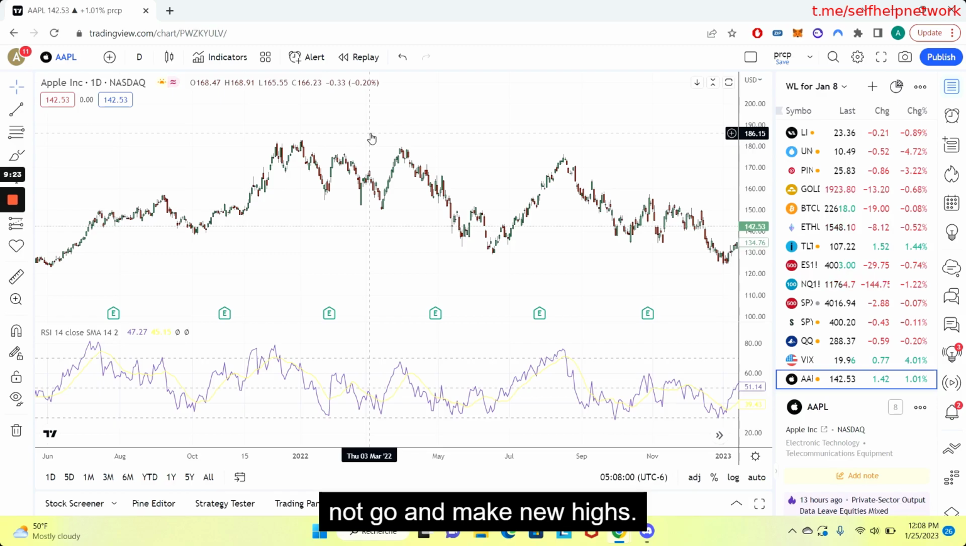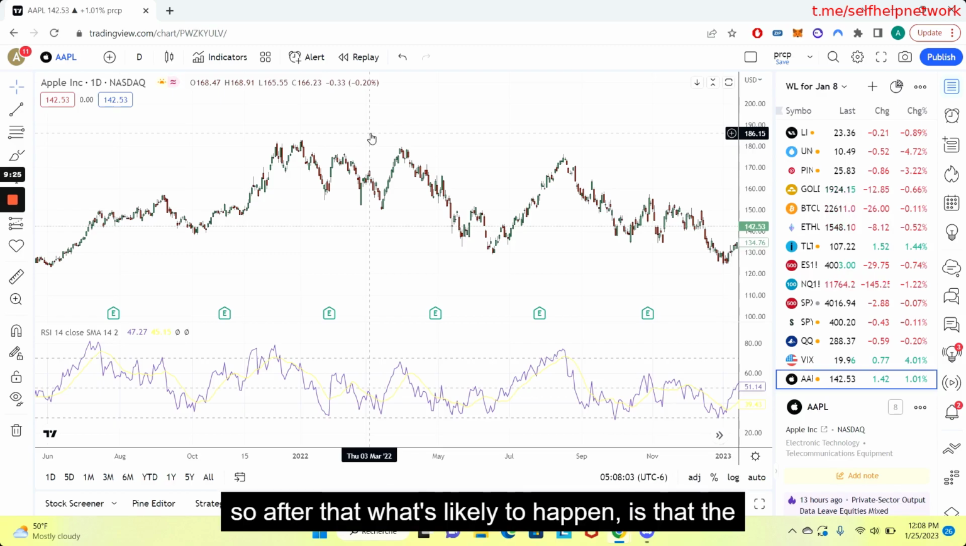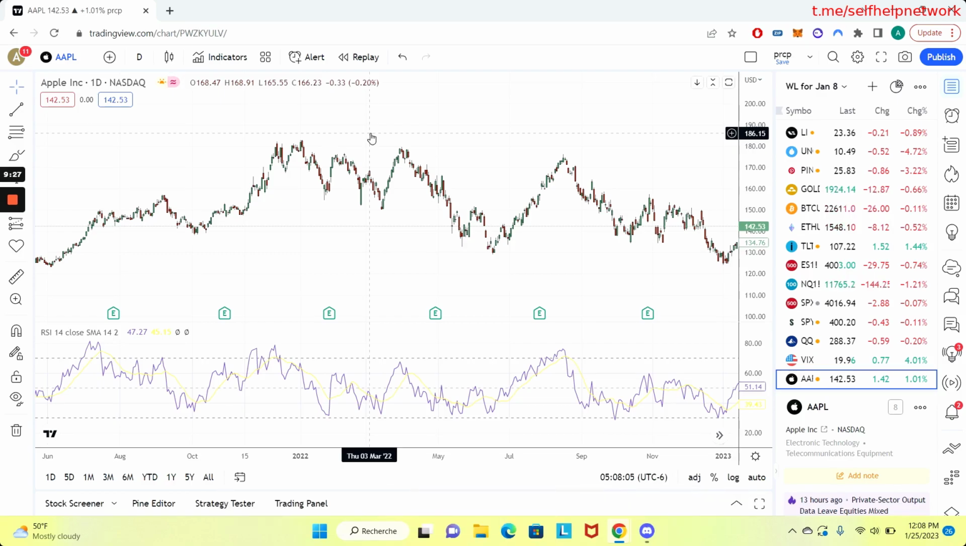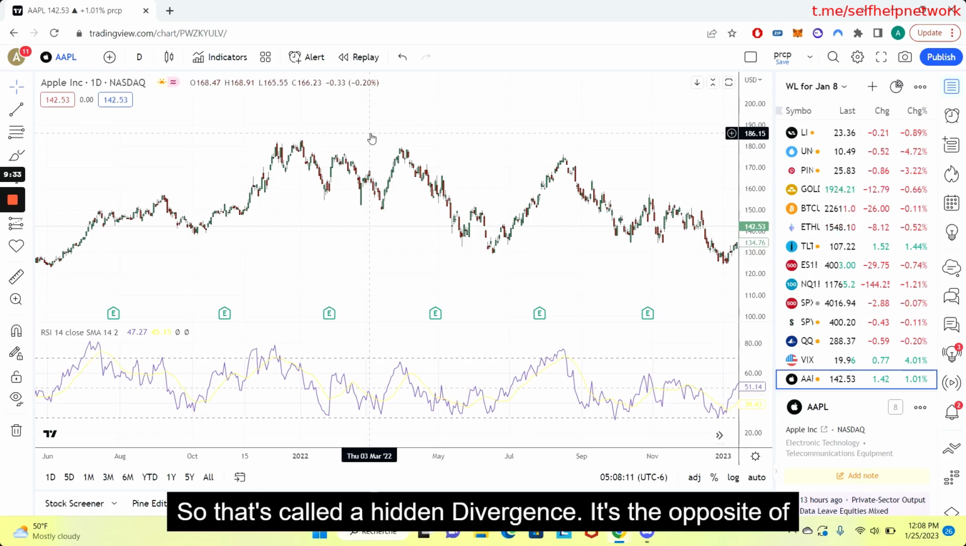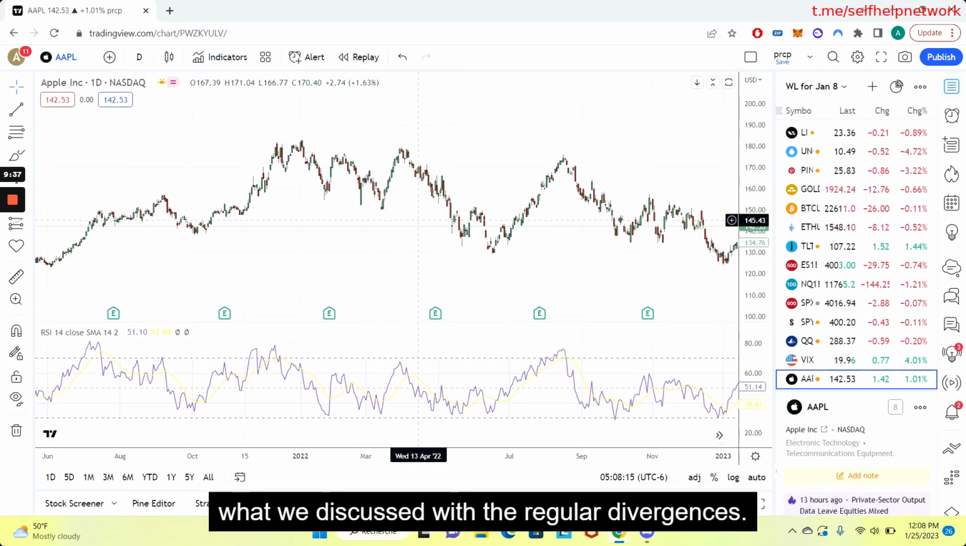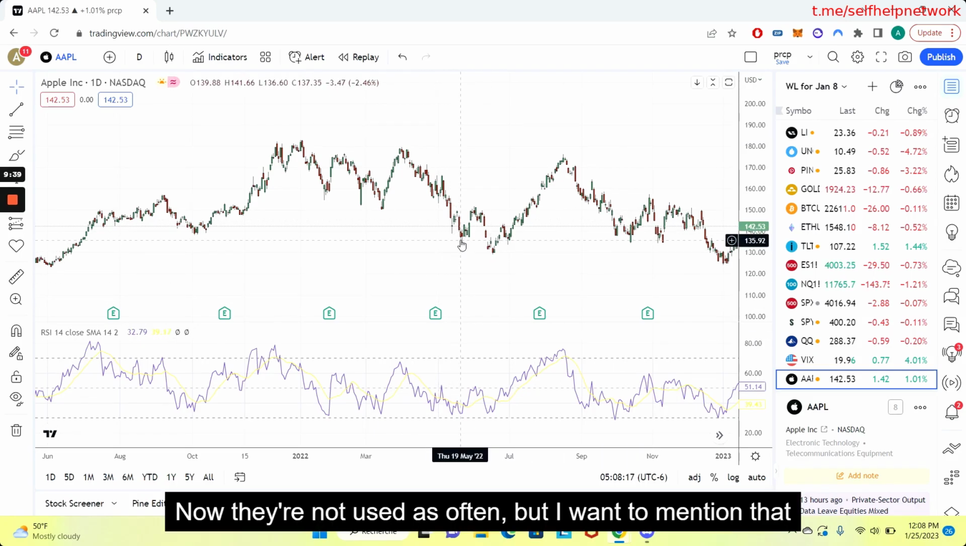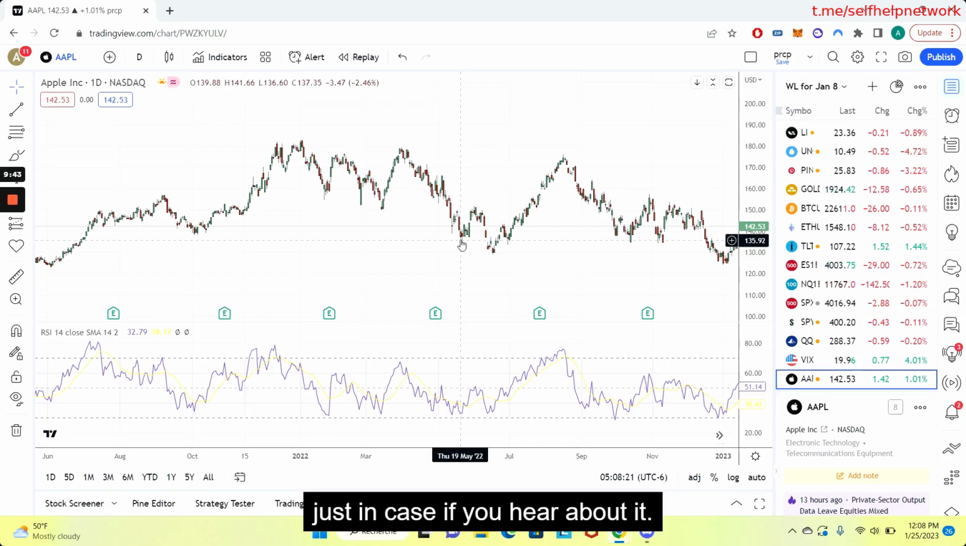So what that tells you is that even with a stronger momentum, price could not go and make new highs. So after that, what's likely to happen is that the market will lose hope in the bullish momentum and start reversing. So that's called a hidden divergence. It's the opposite of what we discussed with the regular divergences. Now they're not used as often, but I wanted to mention that just in case you hear about it.